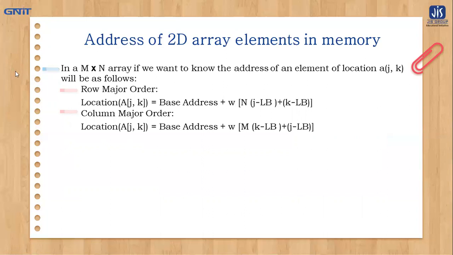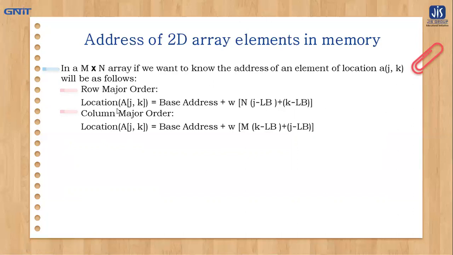So the value of m will be 10, value of n will be 15. And we want to find the address of an element in position jk. Now, if we start storing the data from 0, 0 index, then this jk position will be different, and if we are storing the data from 1, 1, then also the jk position will be different. So it's vital from where we are storing the data. It's vital what is the lower bound.